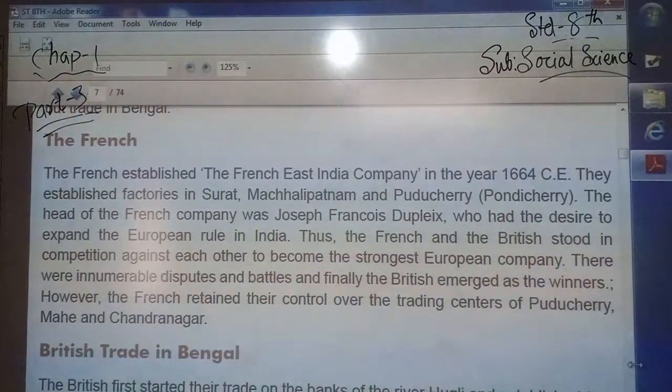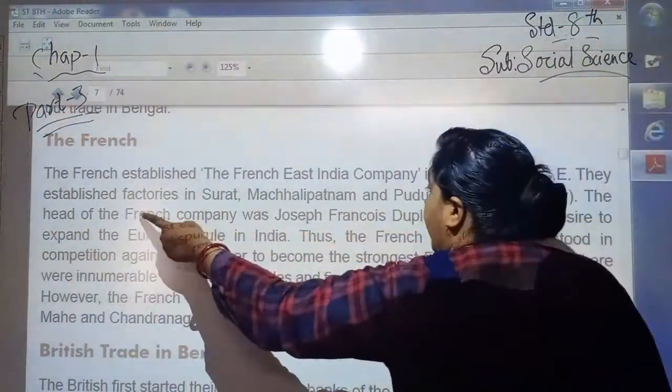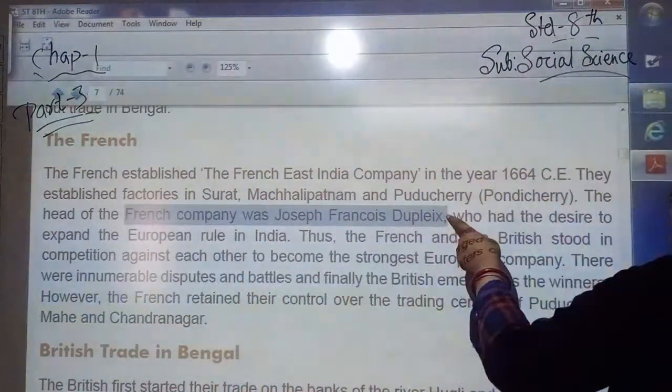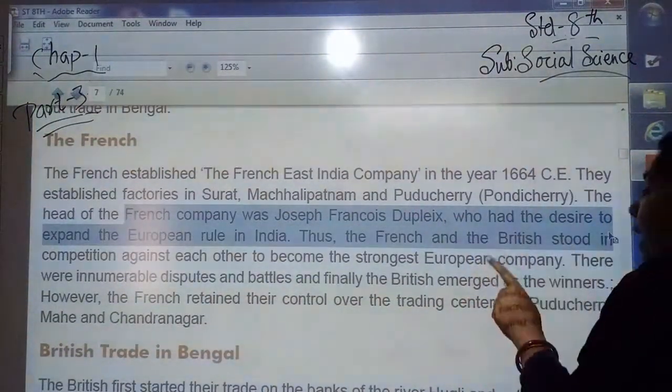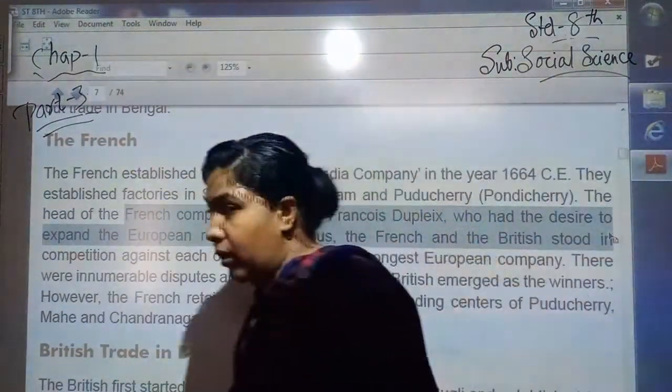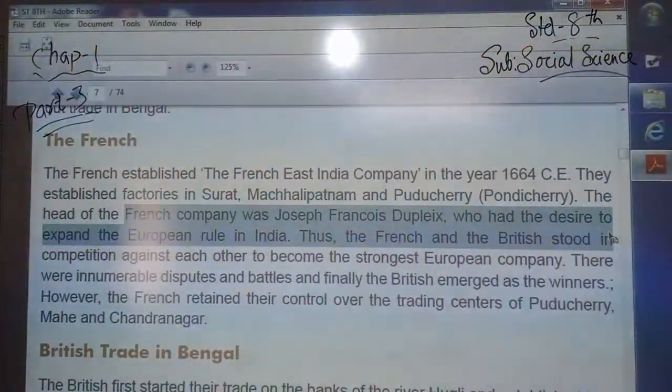1664, I told you. The question has been asked: who was the head of the French company? The French company entered with the desire to expand European rule in India. Thus, the French and the British stood in competition against each other to become the strongest European country.